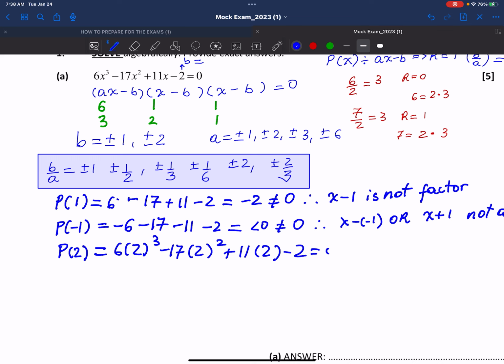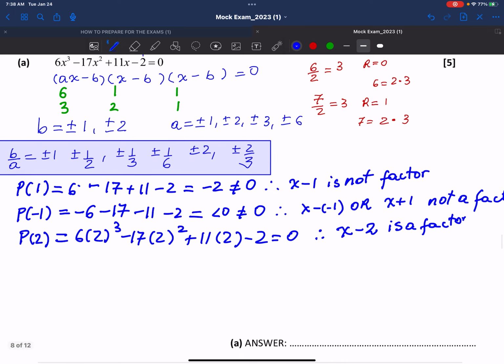So during the exam, you let the calculator do the work in this case because it is faster, and saving time when you're writing an exam or any evaluation is very, very important for so many reasons. We're going to talk about it to a greater extent when we talk about exam or test taking strategies. So what we have here is 6 times 8 minus 17 times 4 plus 11 times 2 minus 2 equals 0. And the calculator will give you a value of 0, which tells you that x minus positive 2 is a factor. So we have a winner here.